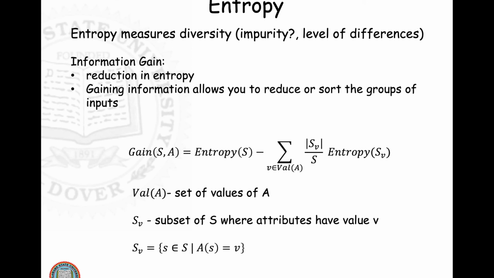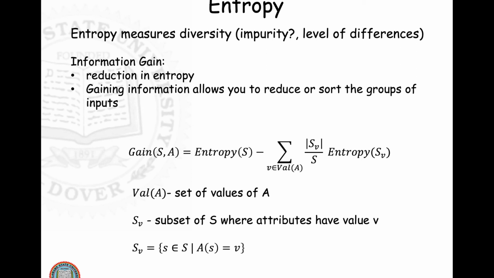And so entropy measures this idea of diversity or impurity. And when you talk about this diversity or impurity, you're looking at the level of differences that you have. And so in ID3, information gain talks about this reduction in entropy. As a result of running these tests for the nodes in the decision tree, how is entropy reduced? Gaining information allows you to reduce or sort the groups of inputs. There's less plurality in the number of class labels for the resulting subgroups.